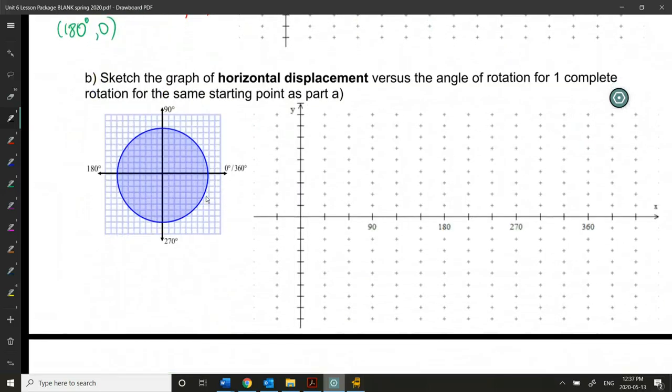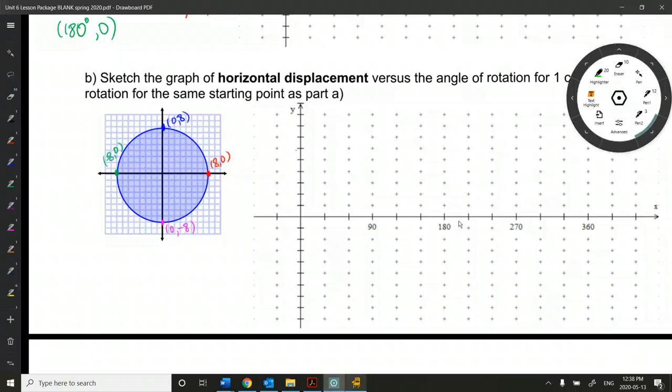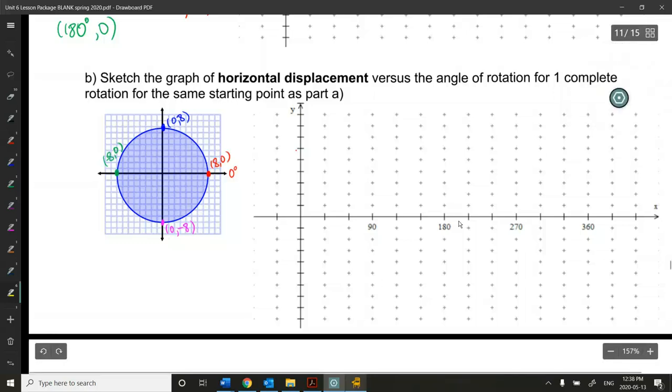Now we're going to use the same scenario, except we're going to graph the horizontal displacement versus the angle of rotation at the same starting point. So you're going to just recopy out those points that you did in part A. Okay, so those 4 points are now there. And because this is my starting point, this is going to be 0 degrees. So you can just cross out the other ones, but they are really going to be the same because we're starting at the normal 0 degree and we're rotating counterclockwise. Okay, so we've got that. This is our starting position.